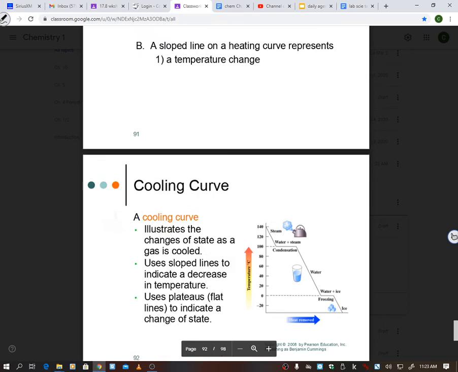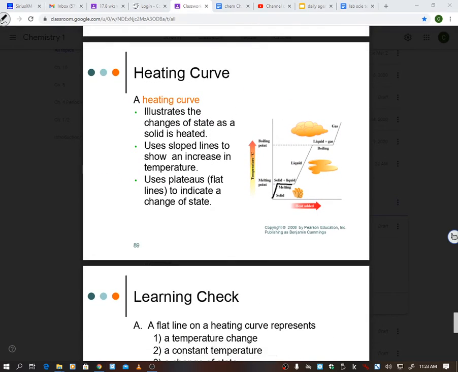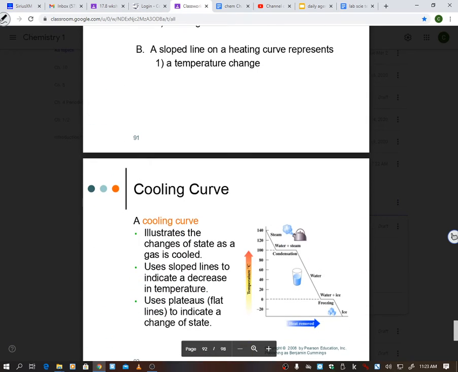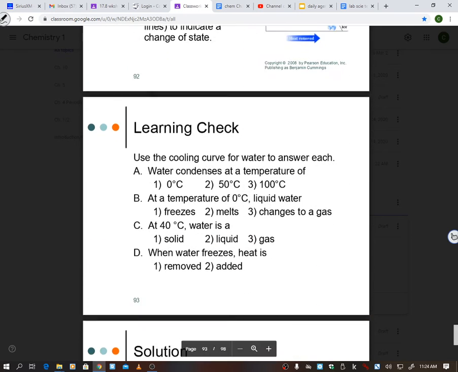Now a cooling curve is much like this heating curve. You see my heating curve, though, I'm increasing from 0 to 100, like I'm getting hotter. That's why it's called a heating curve. A cooling curve is the exact opposite, but it's still doing the same thing. And when we do the math, it will still be the same. So I start out as steam, I'm getting colder, I turn into liquid, colder, colder, colder, and ice. All right, so we're cooling things down. And we're using those sloped lines to indicate that the temperature is decreasing. The plateaus, of course, are telling me that I'm getting a change of state here.